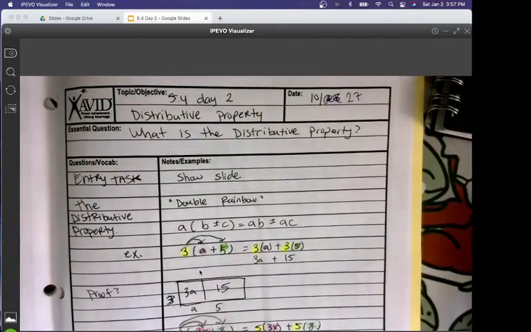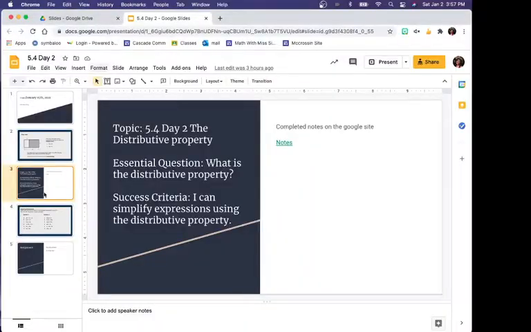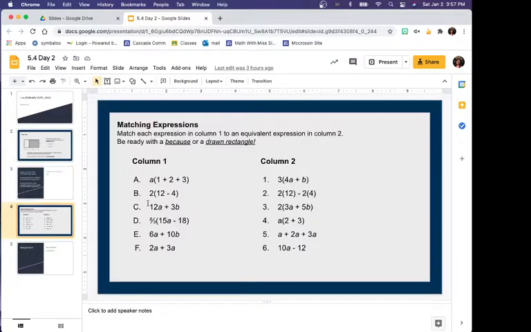That's all for notes. Notes is really quick. Let's move on to the next part of this assignment. The next thing is we're going to do a little bit more practice. We're going to match these columns. So everything in column 1 has a match to column 2.